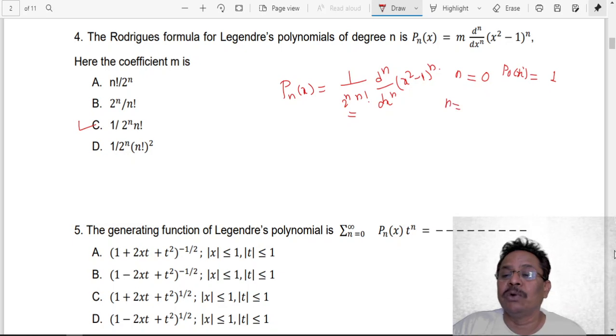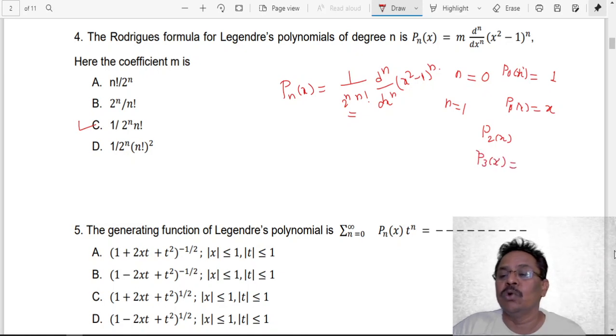Put n equal to 1, then I get 1 upon 2 raised to 1, which is 2, into 1 factorial, that is 1/2, d^1/dx^1, that is d/dx, of (x^2 - 1). Getting the differential of x^2 - 1 with respect to x, whatever we get is called the second polynomial, and if it is calculated, we get P1(x) equal to simply x. Likewise, we can go for P2(x), P3(x), and so on.